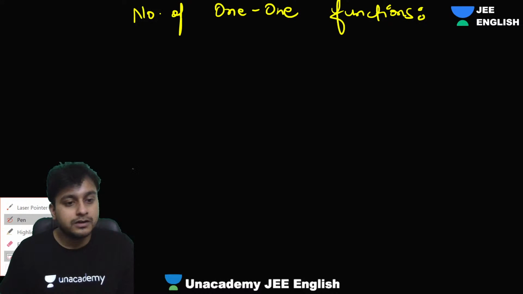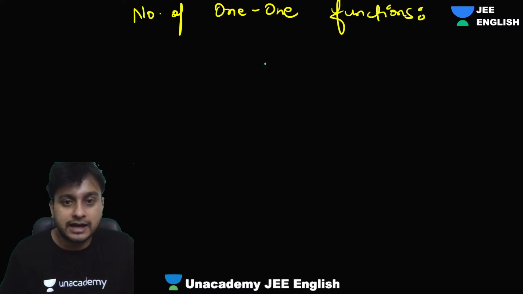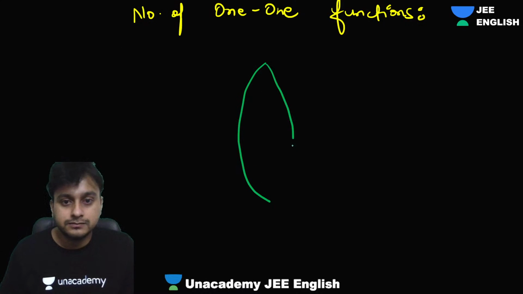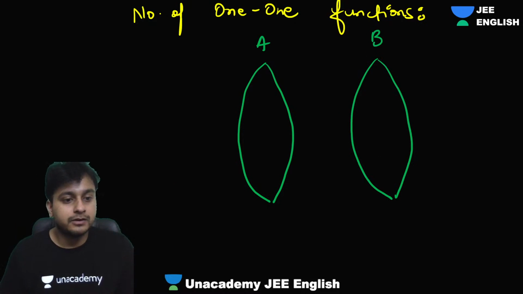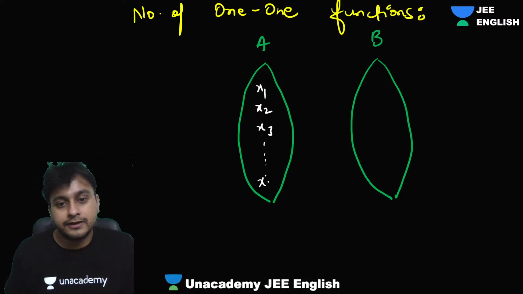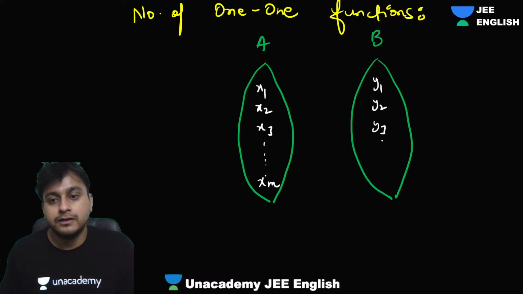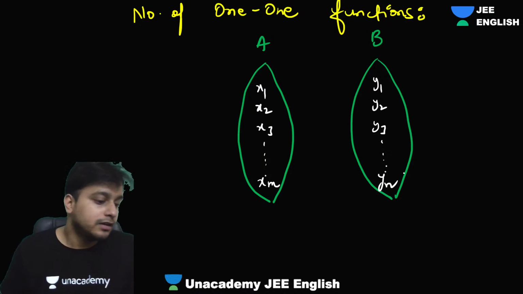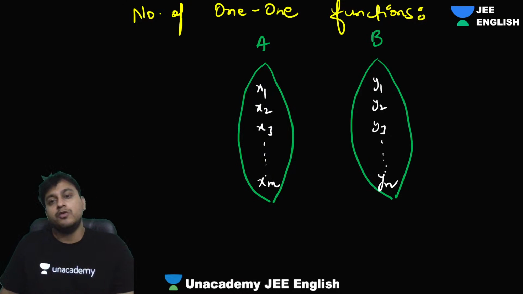Okay. So guys, let's see how we can calculate the number. Same logic I'll apply. I'll make a set A, and I'll make a set B. We have A, we have B. Then we have here x1 until xm, and y1, y2, until yn. So we have to calculate, guys, the number of one-one functions. Okay, number of one-one functions.